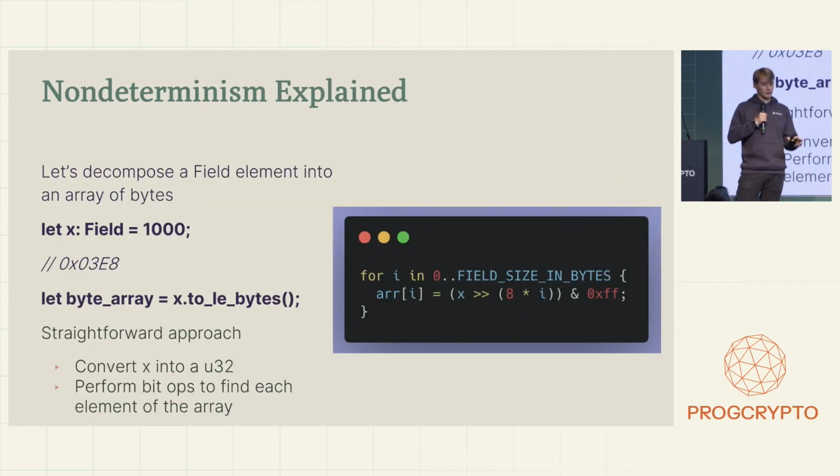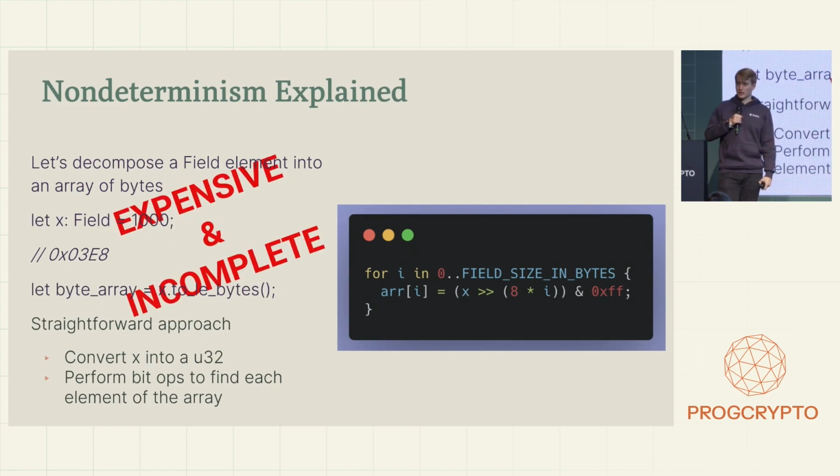So I'm going to walk through a basic example. We're going to do a field decomposition. We start with a simple field of size just 1,000, and we want to convert it into a little-endian array of bytes. Here I have some naively written pseudocode of how you could maybe do it in Noir. This is quite inefficient, but it's the straightforward approach. We're going to convert our field into an integer and perform some bit operations on it.